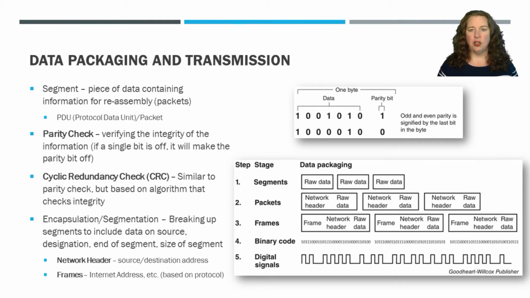So I hope you understand how you can get the parity bit. It's either an odd or an even parity that says whether or not the number of bits that I have is an odd number or an even number. And that's useful in checking your integrity. If your parity bit is off, then you know that there's something wrong.